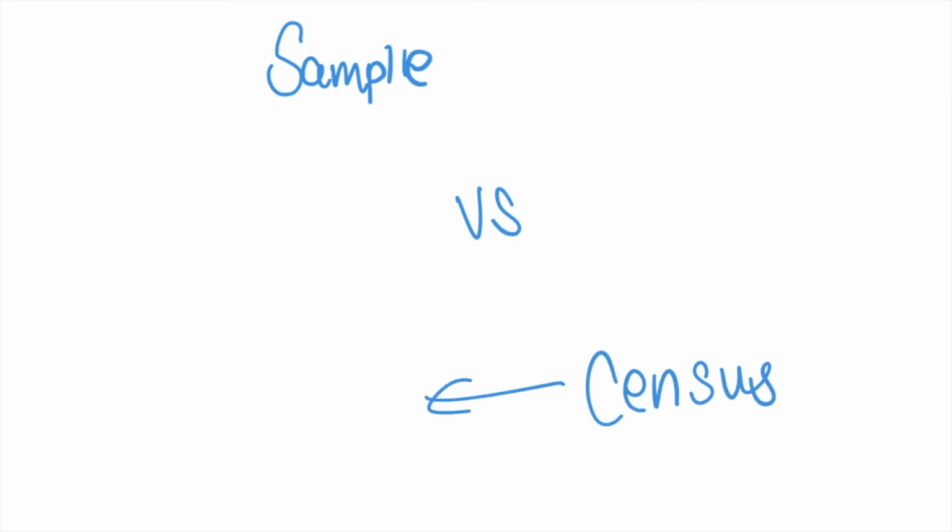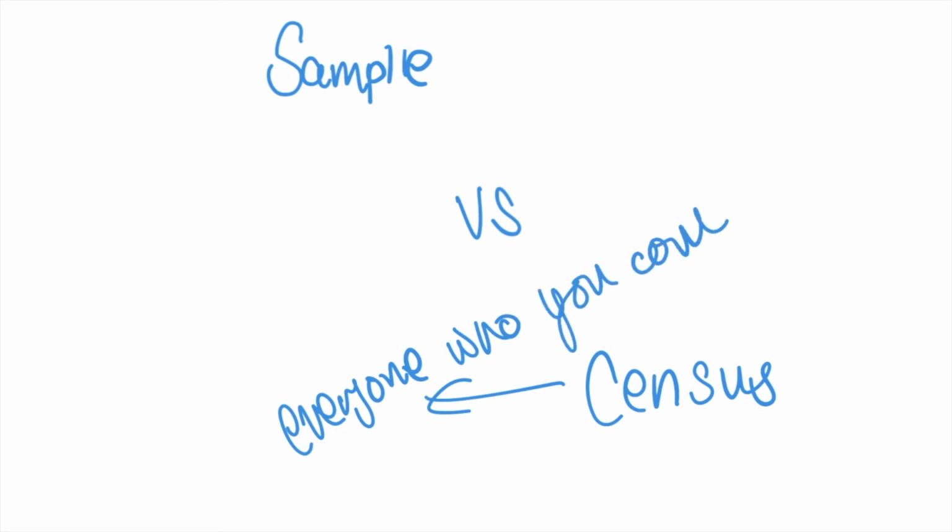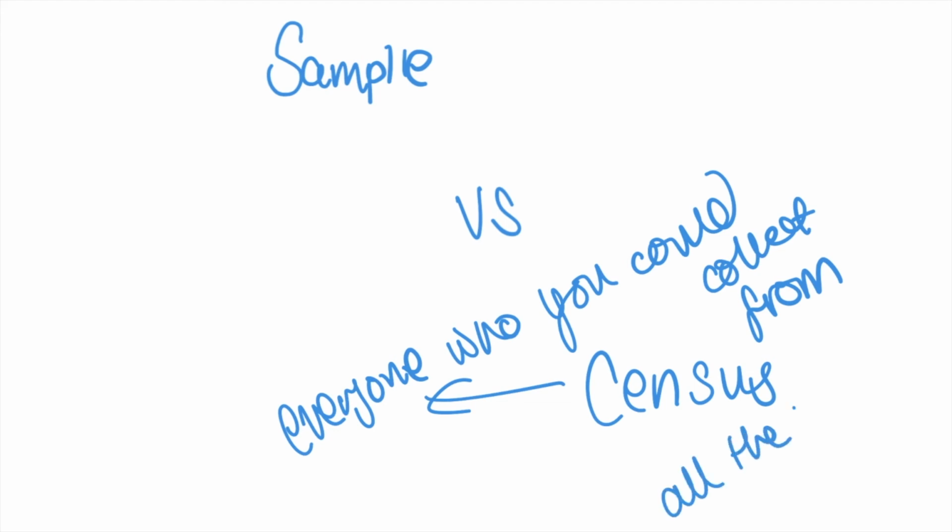A census means that you've collected data from everyone who you could collect from. So e.g., if you wanted to find out about year 7's thoughts on, I don't know, KFC, yum, if you talked to all the year 7 students across your school, and then across your town, then across your city, you have conducted a census because you have talked to everyone who you could collect data from.